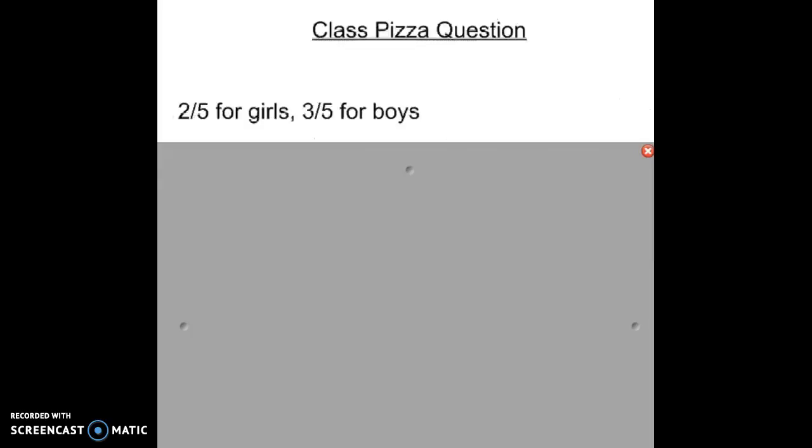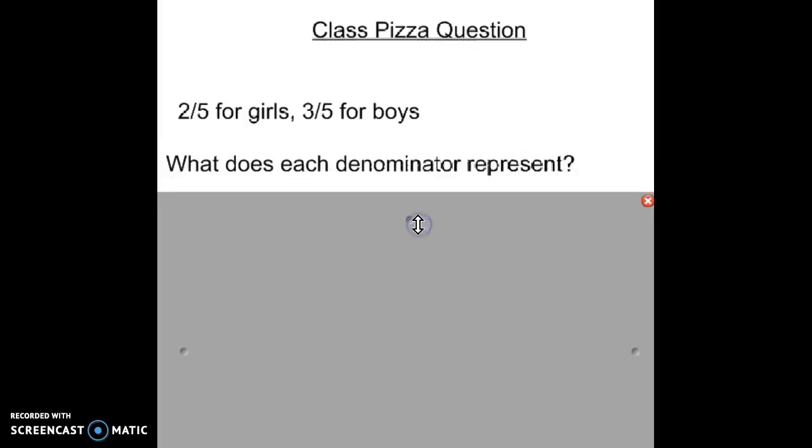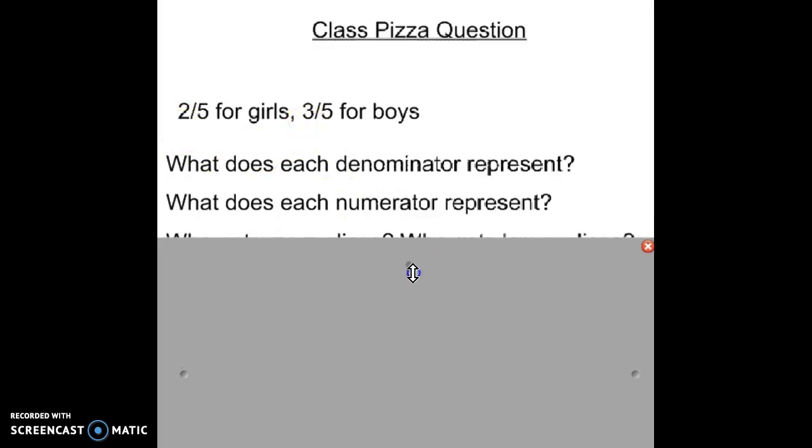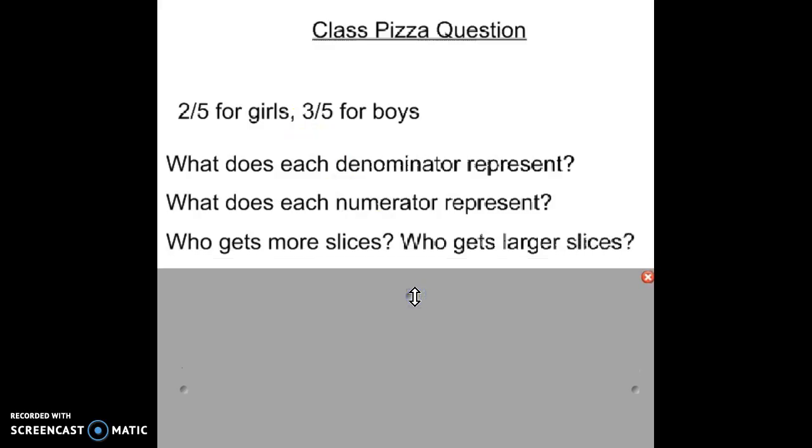So here's a class pizza question. If I have 2/5 of a pizza for girls and 3/5 of a pizza for boys, what does each denominator represent? The denominator represents how many total slices of pizza I have. The denominator in this case is 5. So it's how many total slices of pizza. What does each numerator represent? Well, it represents individual slices, 2 slices for girls and 3 slices for boys. Who gets more slices? In this fictional problem, the boys do.